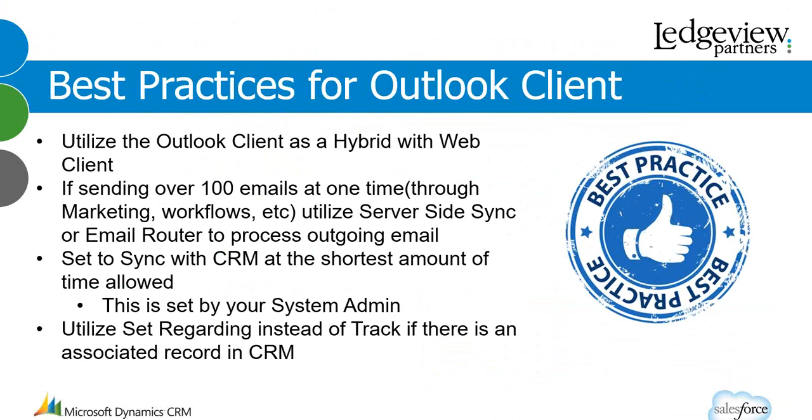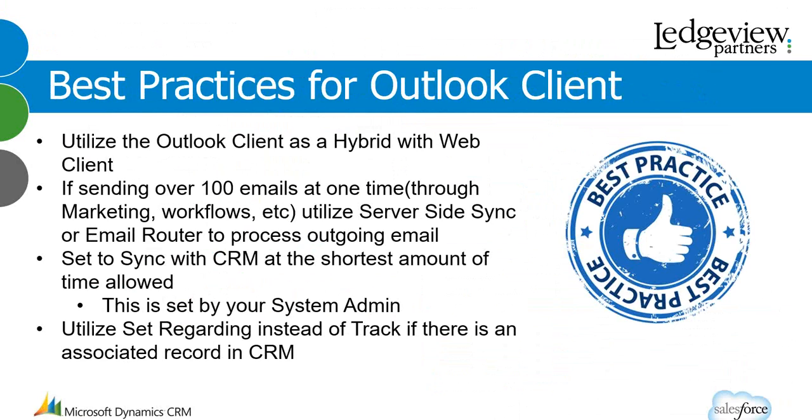Now, if you're going to send over 100 emails at one time, and this is usually done through a marketing campaign, workflows, items like that, you're going to want to make sure you utilize server-side sync or email router to process your outgoing emails. And this is done through email configuration. The reason for that is because the Outlook client can't handle that many emails at one time. And server-side sync or email router is going to depend on how your Microsoft Exchange is set up. So again, that's something that your CRM support experts here at LedgeView Partners can help you out with.